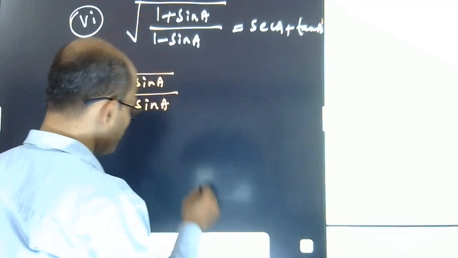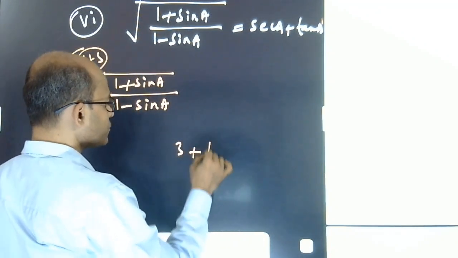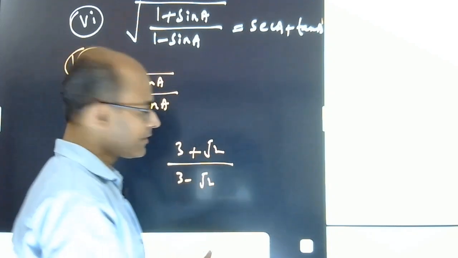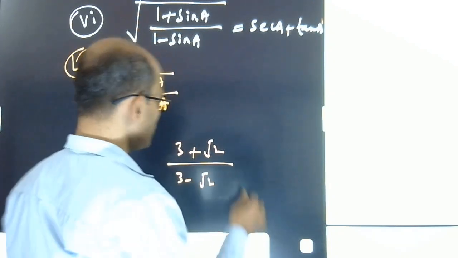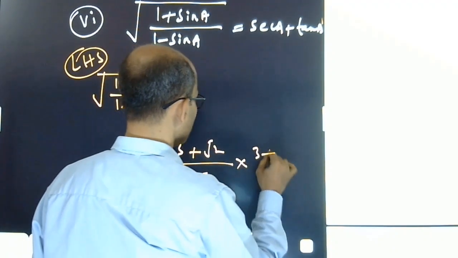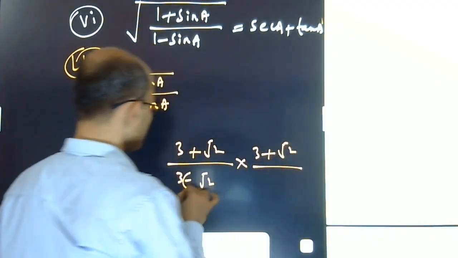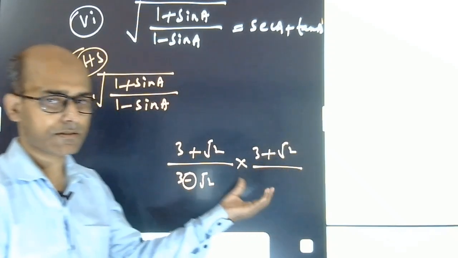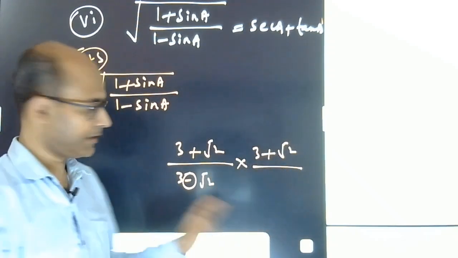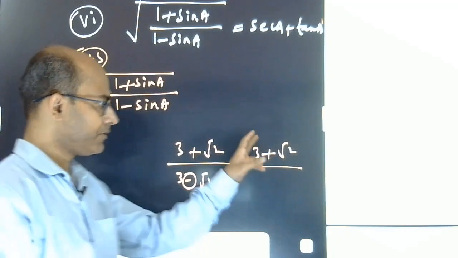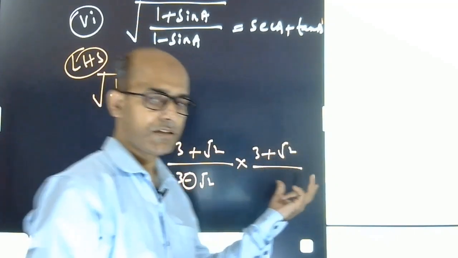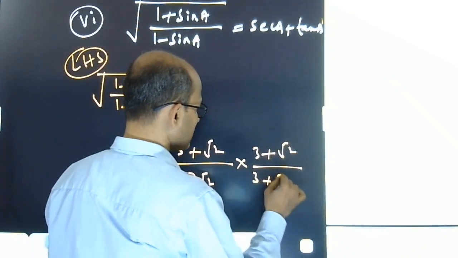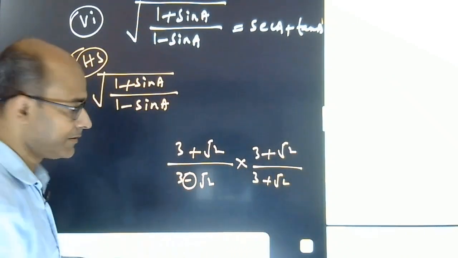For example, if it was given (3 plus root 2) divided by (3 minus root 2), and it was asked to make the denominator rational, for this we were required to multiply with the opposite sign. If it was given minus, we were required to multiply with plus. If it was plus, then we were required to multiply with minus. Exactly the same way we are required to treat this.